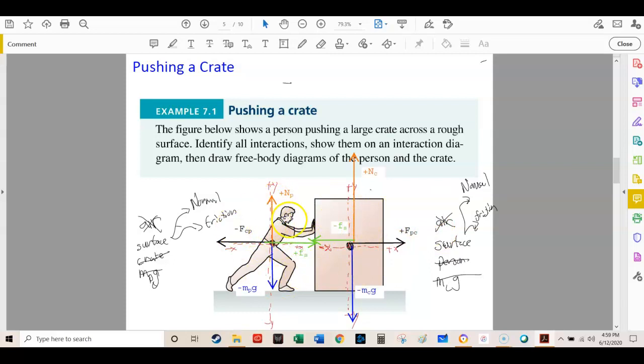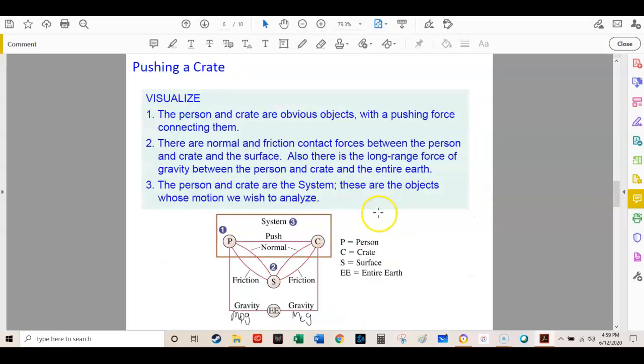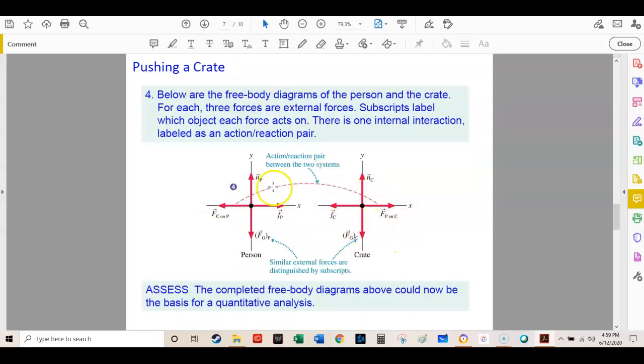You have 4 arrows pointing in basically the cardinal directions, right? Which is how they got this, right? So the person has normal force, the ground is holding the person up. The friction of the person is actually pushing the person to the right. They have a weight down, and they have the crate working on the person to the left.